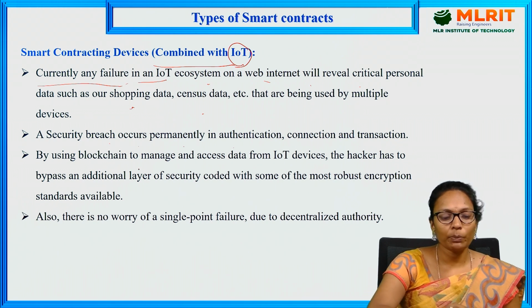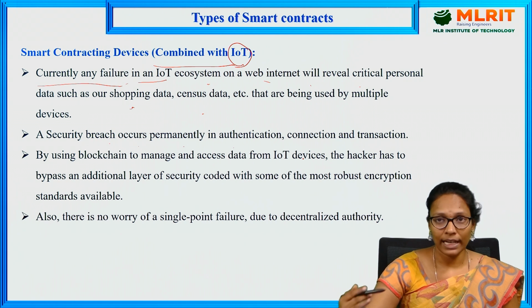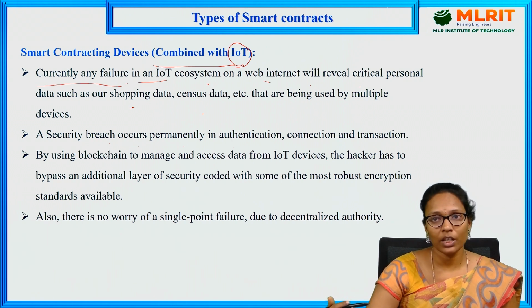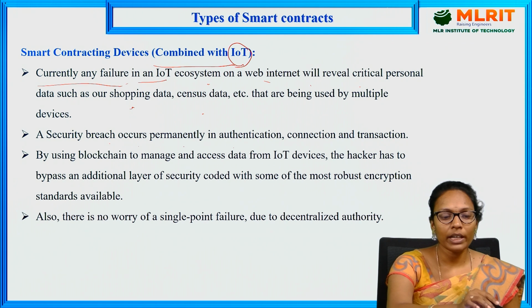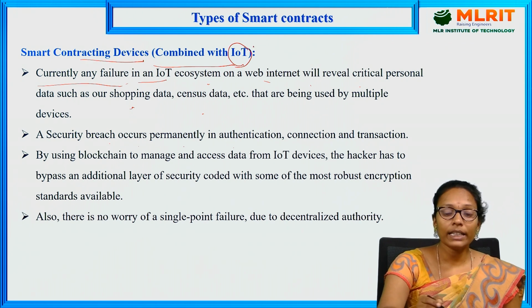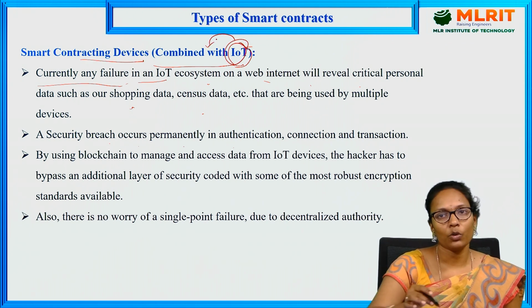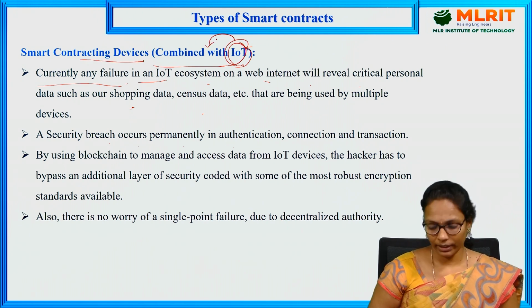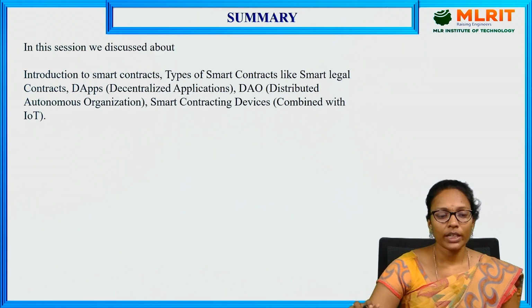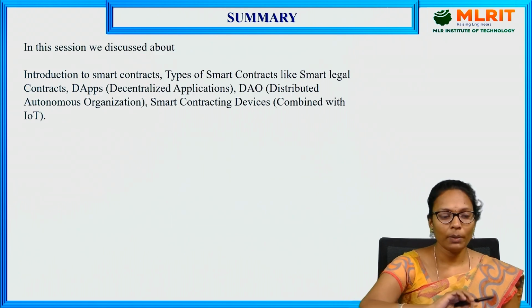By using blockchain, we can manage the accessing of data, storing of data, and sharing of data. Everything we can access using this blockchain. So smart contract devices combine IoT with the blockchain, or IoT with the smart contract. So that is about this session.